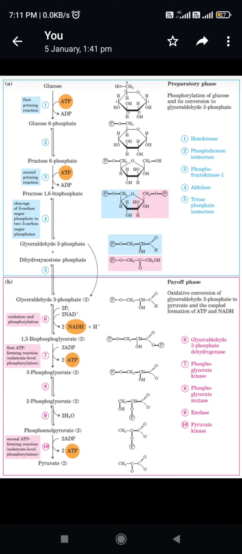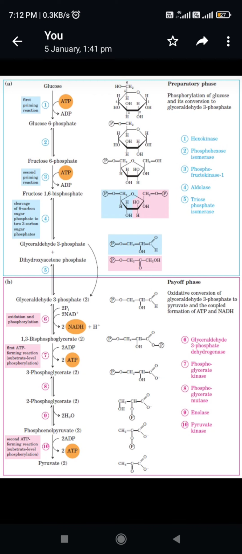In the first phase, the preparatory phase, glucose, a 6-carbon sugar, is converted to glucose 6-phosphate in the presence of the enzyme hexokinase. Hexokinase has the function of a kinase, which means addition of phosphate. So the enzyme's function is to add phosphate to the corresponding position. The 6th carbon is the position where the kinase is going to add phosphate. That gives the name glucose 6-phosphate.